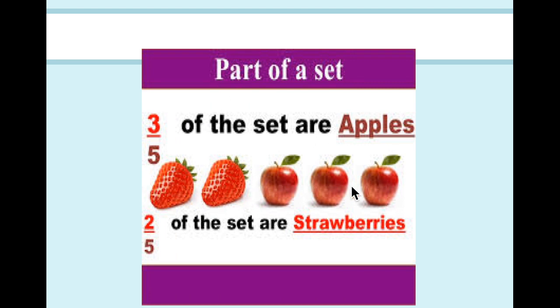Look at this picture. You have fruits, apples and strawberries. All of the fruits are 5, but apples are only 3. 3 apples out of 5 fruits. We write 3 out of 5, or 3/5. Strawberries. We have only 2 strawberries out of 5. So 2 strawberries out of 5, we read 2/5.